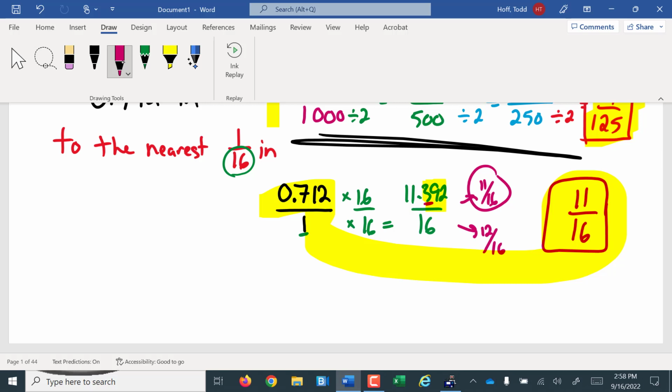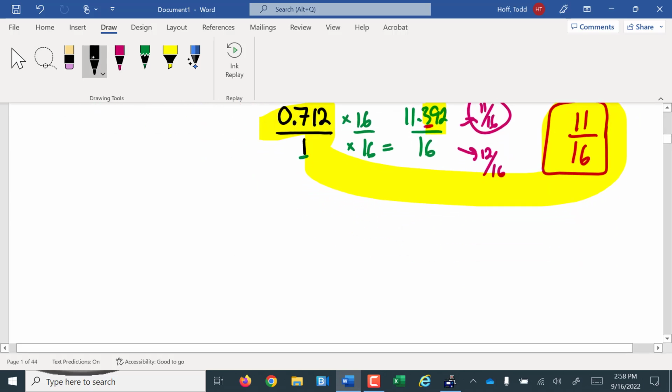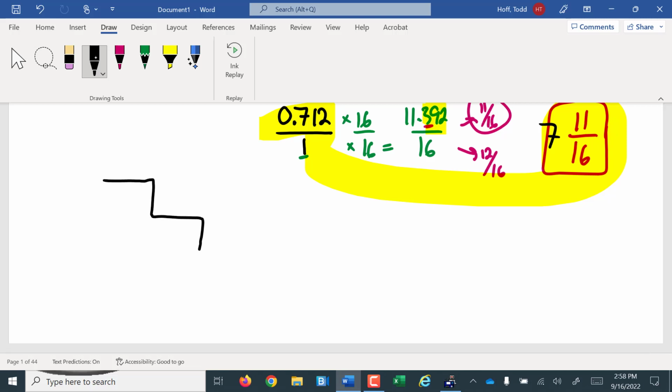11.39, the 0.39 is about 1/3 of the way to the next one. So if I were cutting stairs, and let's say that dimension was 7 11/16, is what that came out to be, 7.712. What I would do when I was cutting stairs to correct for that is I would cut this one 7 11/16. This one would be 7 11/16.